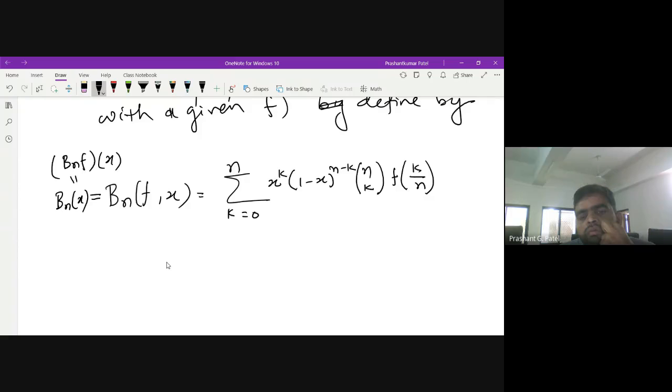And what is the reason for this definition? It actually leads to the probability theory. The proof of Weierstrass's theorem using the Bernstein polynomial originated in the probability theory. So how? Let us see this.